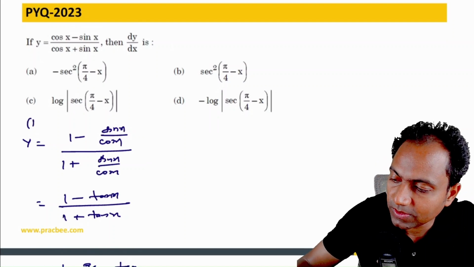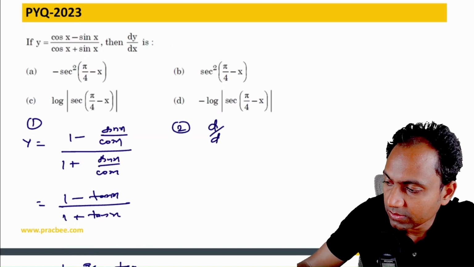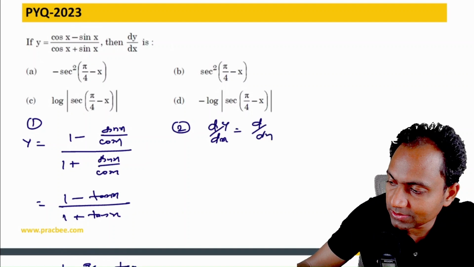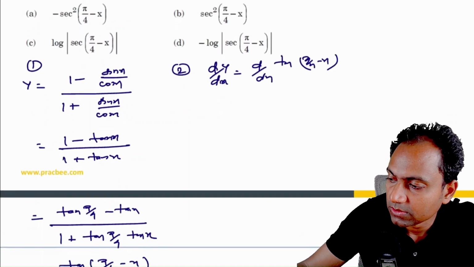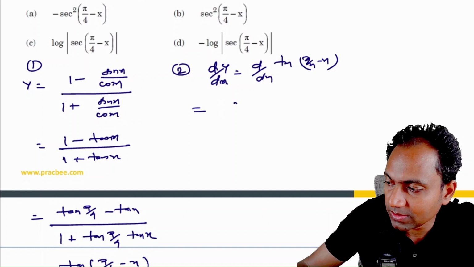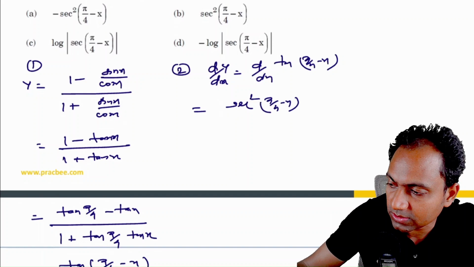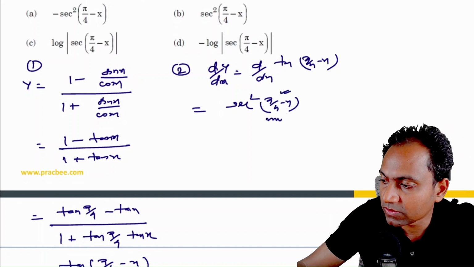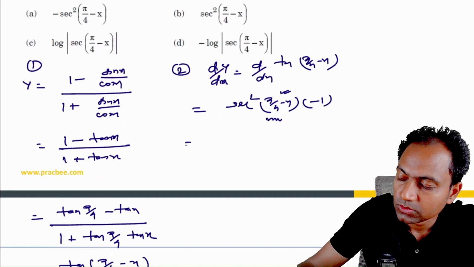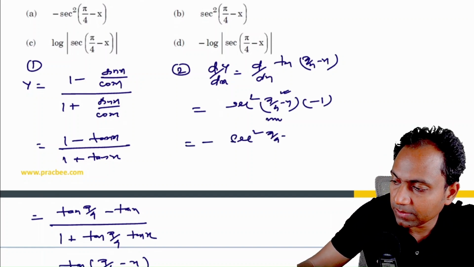You know, this is the first part that we have done. So in the second part, what we can do is we want to find the derivative dy by dx. It is nothing but d by dx of tan of pi by 4 minus x. So if I differentiate this, tan x differentiation is nothing but sec square of pi by 4 minus x. And then applying chain rule, I will also have to differentiate this part. The differentiation of this part becomes minus 1. So the answer is nothing but minus sec square of pi by 4 minus x.